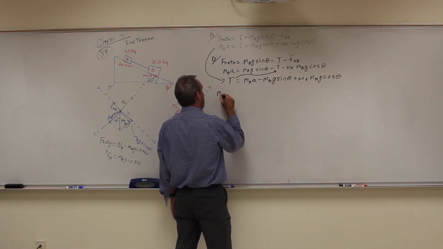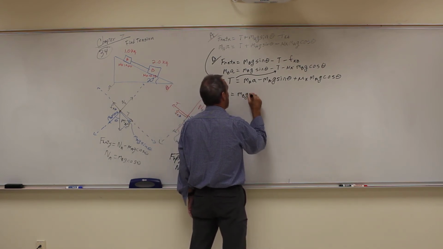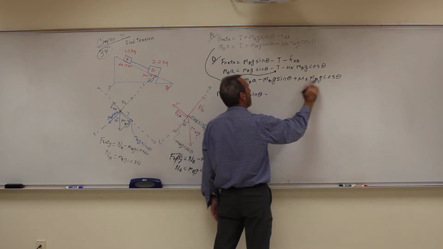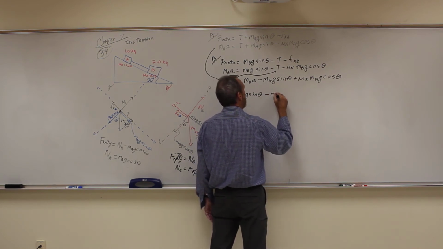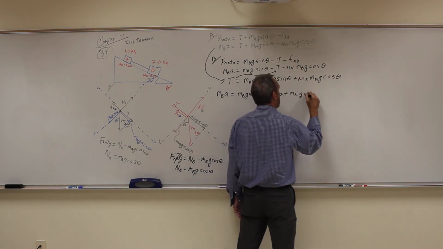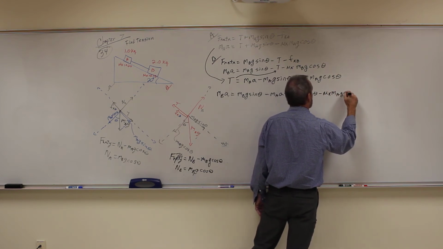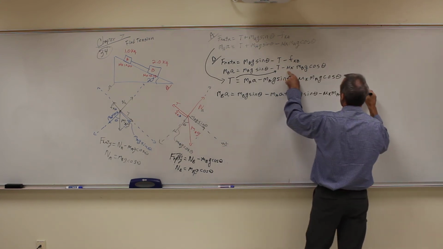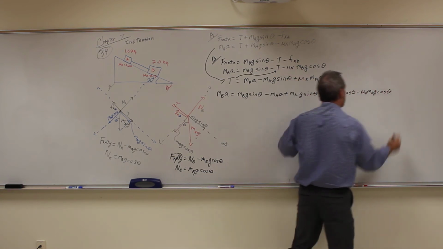So m_B a is equal to m_B g sine theta minus, now we've got to be careful because it's minus and it's minus everything, so I have to change the sign of every term here. So this becomes minus m_A times its acceleration plus m_A g sine theta minus mu sub k m_A g cosine theta, that's just t, minus mu sub k m_B g cosine theta.